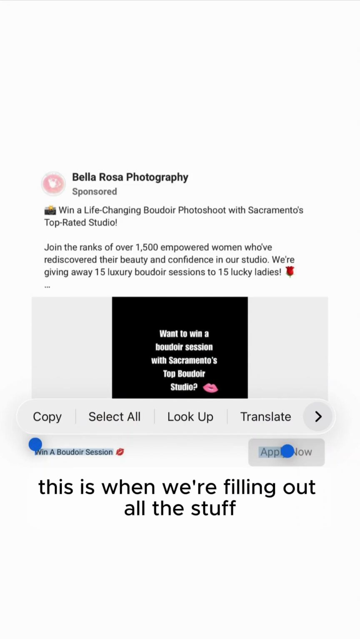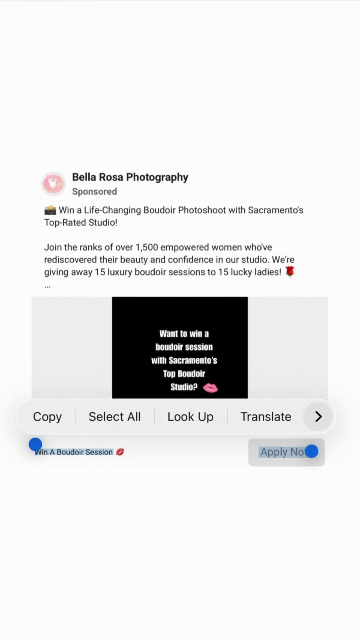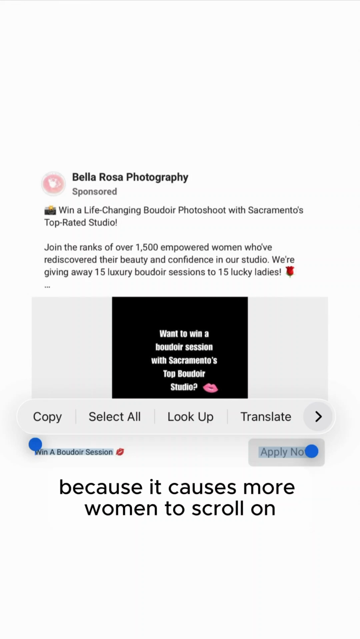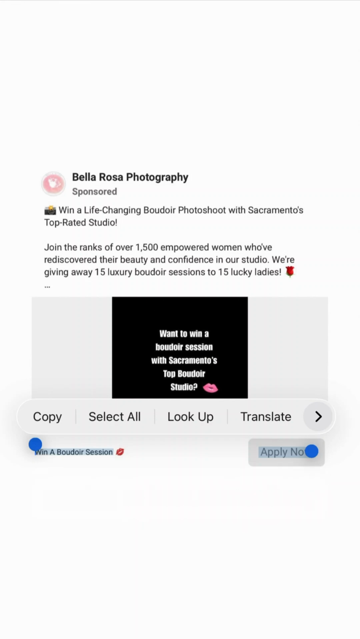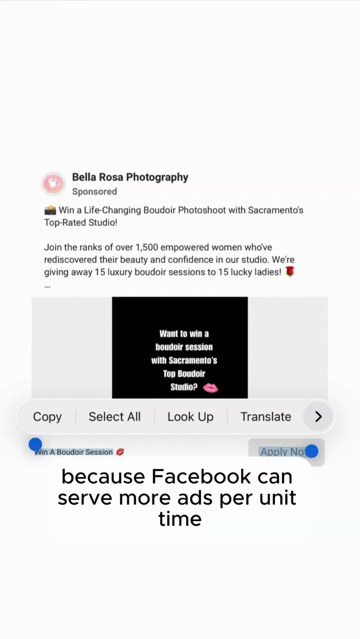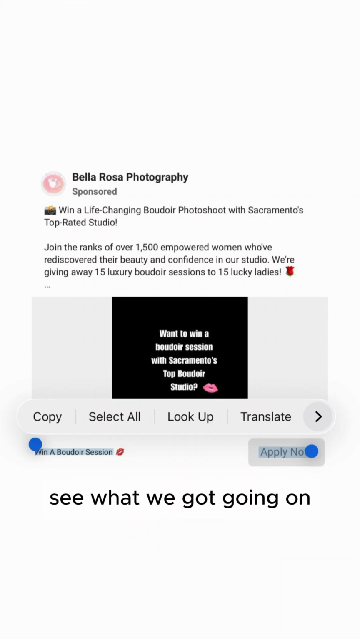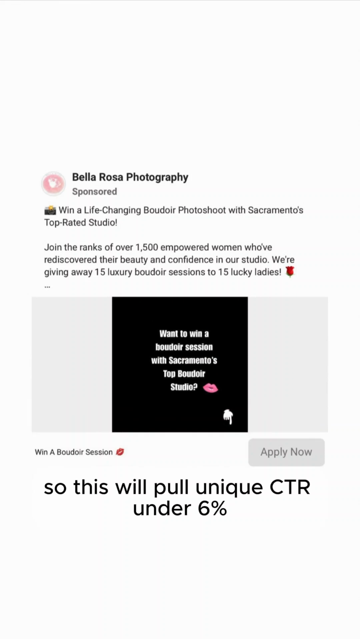This is when we're filling out all the stuff Facebook recommends for us to fill out. The problem with this, though, is that Facebook's recommending us to fill these out because it causes more women to scroll on by, bringing our unique CTRL under 6%, putting us in BLCS territory. And Facebook wants that because Facebook can serve more ads per unit time because more women are scrolling by our ad per unit time. They're not clicking in to read more, see what we got going on. So this is good for Facebook, bad for us. So this will pull unique CTRL under 6%.